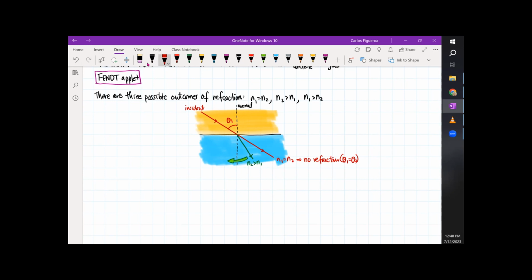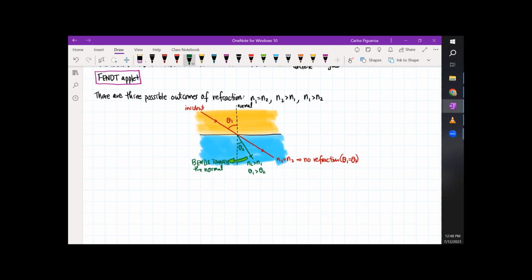Now we have refraction. And in this case, this is the angle theta 2. When you look at theta 2, it's clear that theta 1 is greater than theta 2. So we then say that it bends towards the normal. And that tells you that you're going from a low to a high index of refraction.